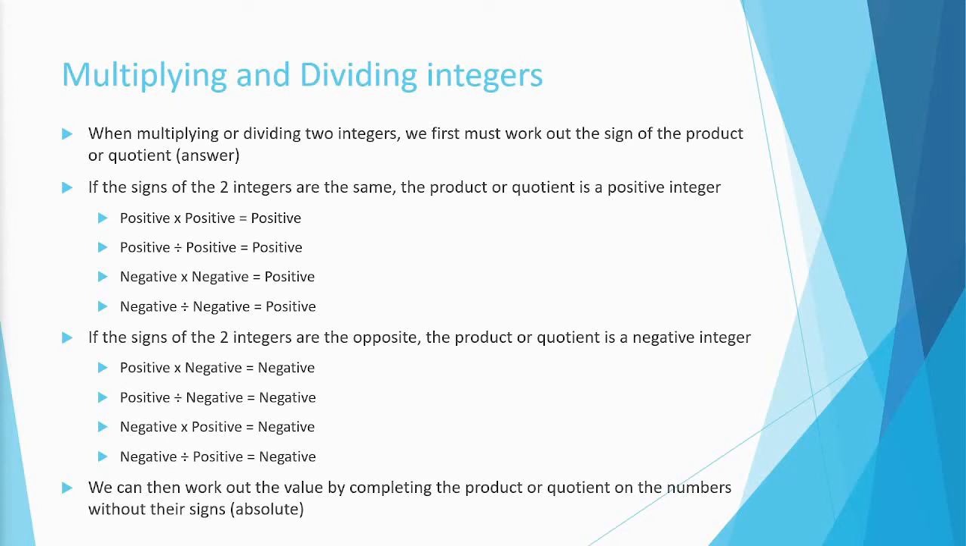Once we've worked out what the sign is, we can work out what the value is going to be by completing that product or quotient on the numbers without the sign. So we just look at the absolute value. So let's try some examples.